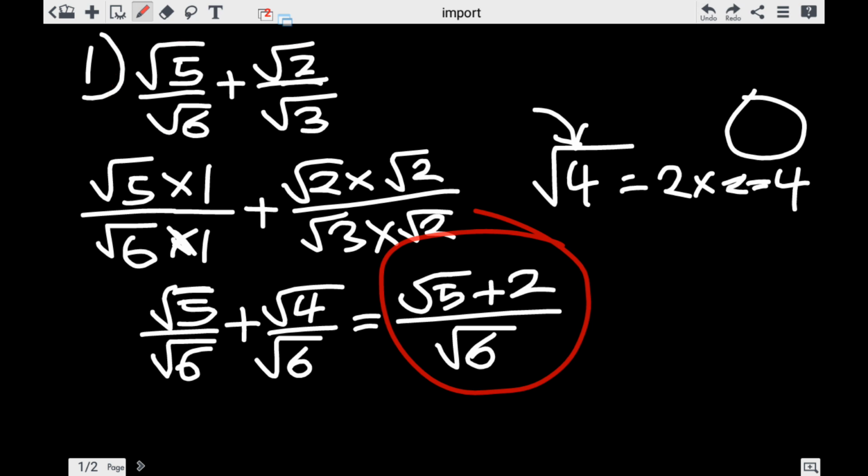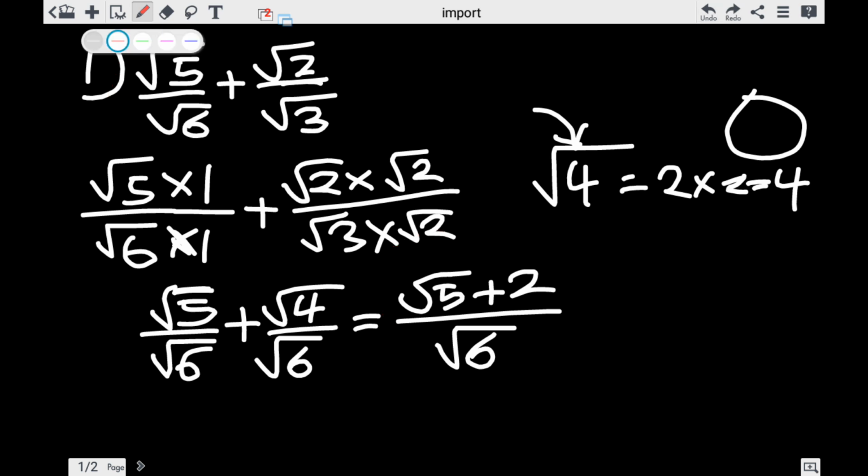However, this is not our final answer. There is something called rationalization. So let's focus on that.